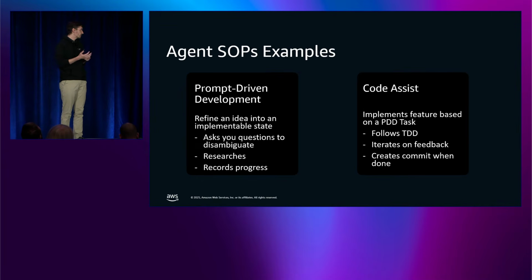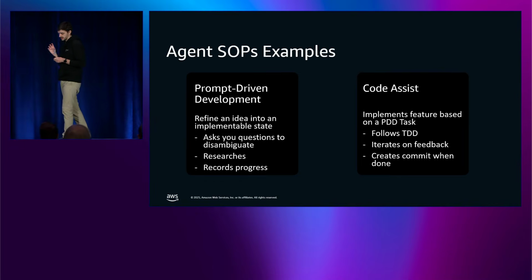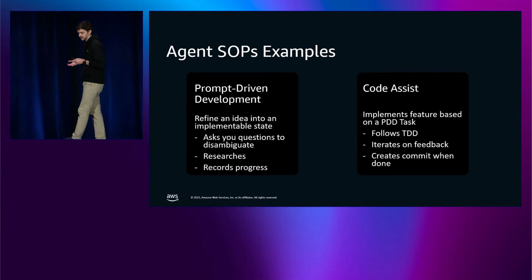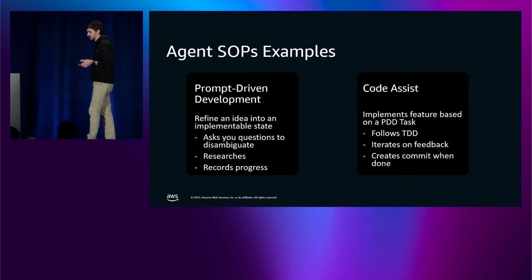The agent will ask you questions to disambiguate a problem. If it doesn't understand a certain aspect of what you're asking it, it'll do research using its tools, or if it's in a code base, it'll explore the code base. And it'll take notes on the progress as it goes along so you know what it's thought and done along the way.